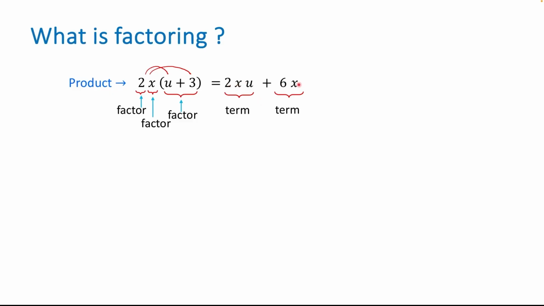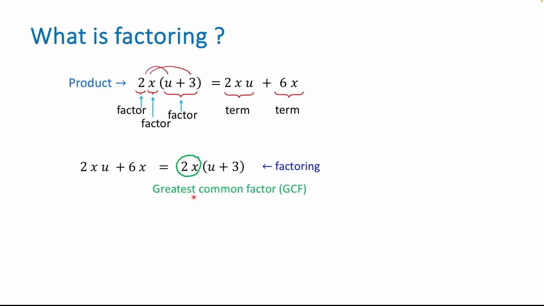Now, if you are given the expression on the right, and from that you find the expression on the left, what you are doing is called factoring. So, factoring is writing an expression as a product of factors. This 2x is called the greatest common factor, or GCF, of the terms of the expression.